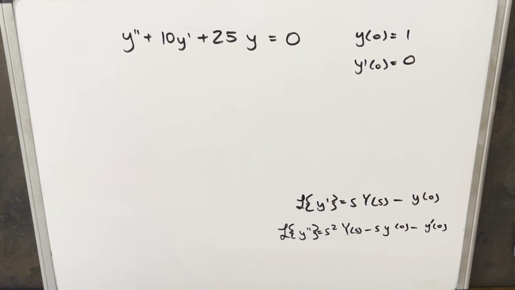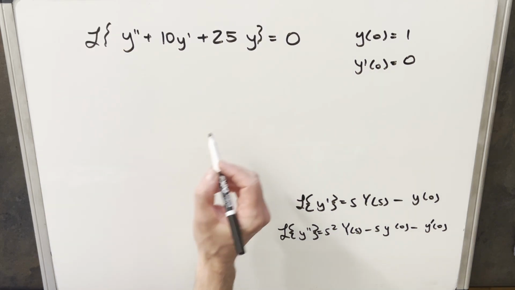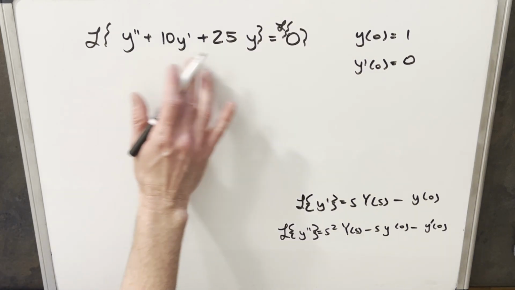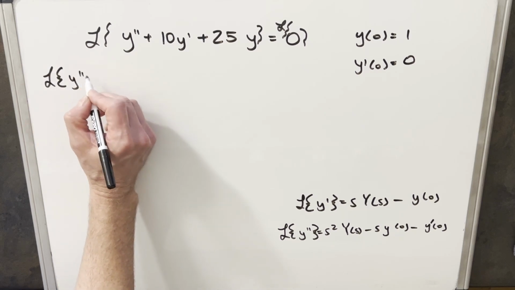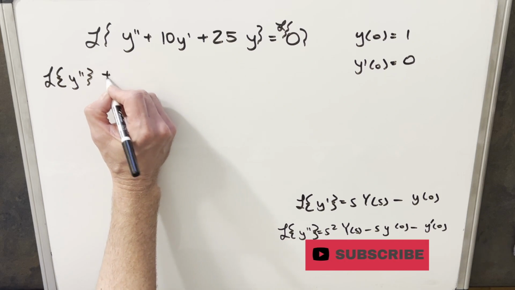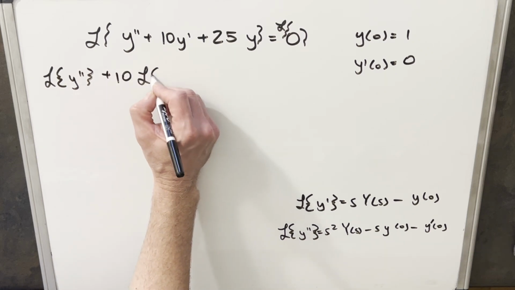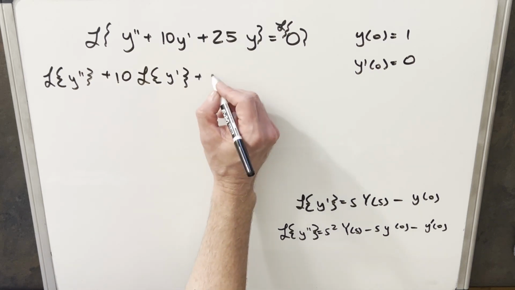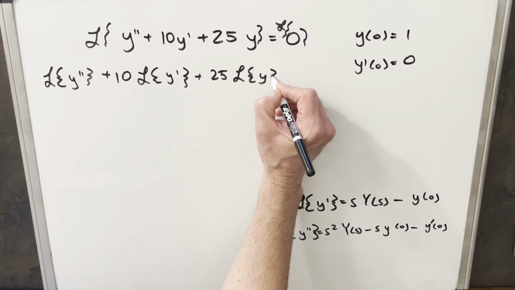Okay, to get started with this, we're going to do just the same thing we did in previous videos when we did differential equations, and that's we're going to want to take the Laplace transform on both sides of the equation. So on the left side, I can split this up on the addition sign, so I can break it out like this. We can write it as the Laplace transform of y double prime plus, I can factor a 10 out here and write this as 10 times the Laplace transform of y prime. And then again, factoring 25 in front, we can write this as 25 times the Laplace transform of y.